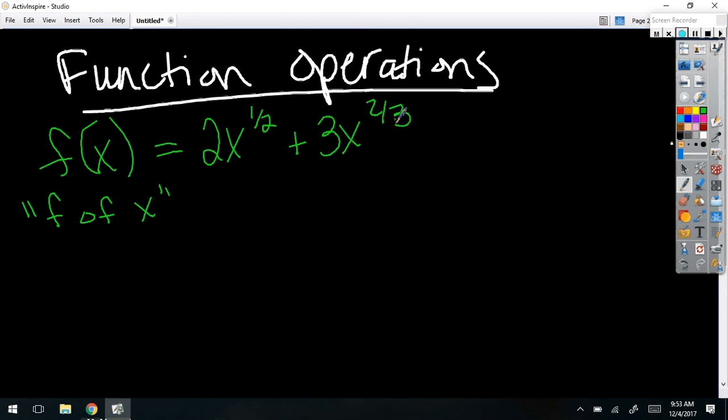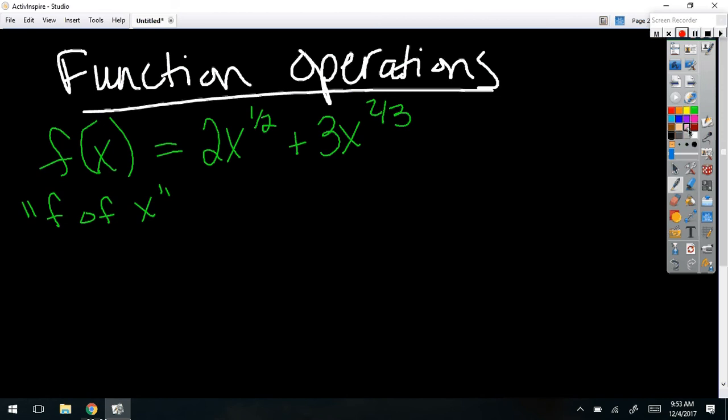Now, this is not a polynomial, and we did polynomial operations. Remember? It's not a polynomial because polynomials can't have fractions as exponents, all right? So what we'll do is define a couple of functions.